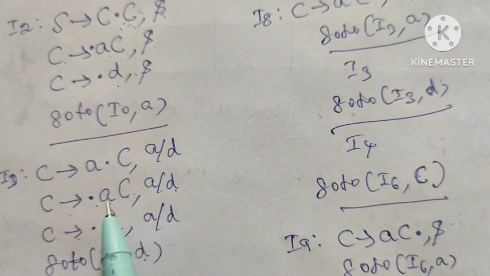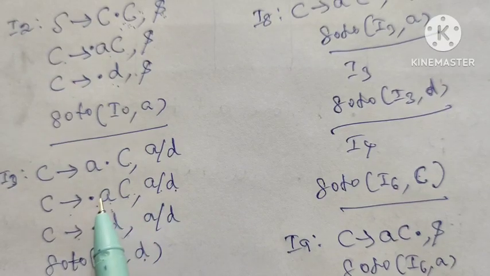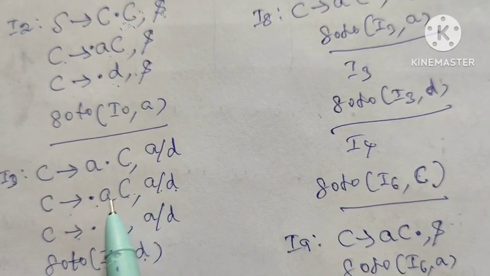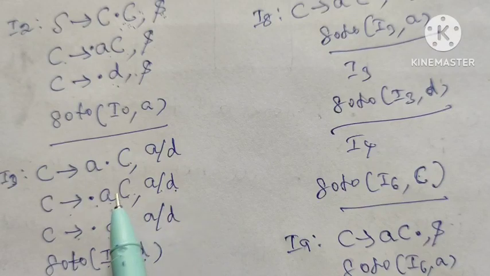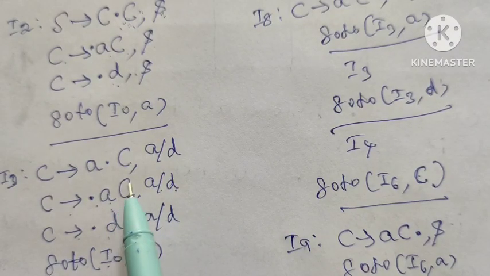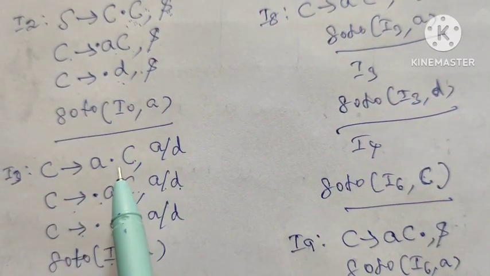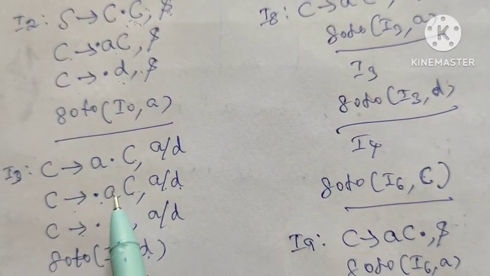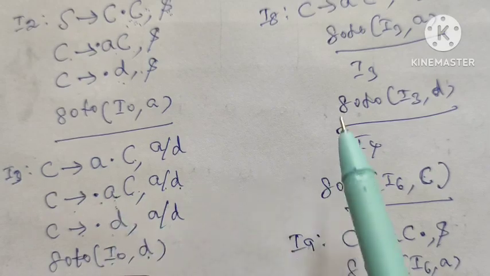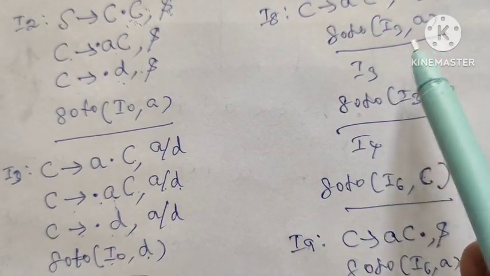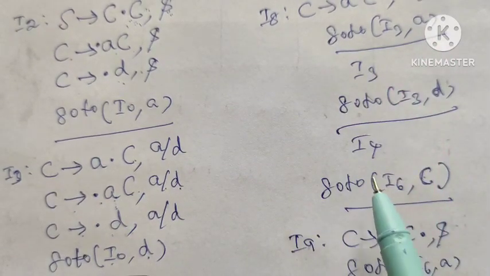If I name this, what will happen here is when I place this dot here, it will become C → A dot C, A/D. And again, when I introduce the closure operation for C, I will get the same item set, called item set 3, isn't it? So Goto(I3, A) produces the same item set. That's what I have written: Goto(I3, A) produces I3 itself.